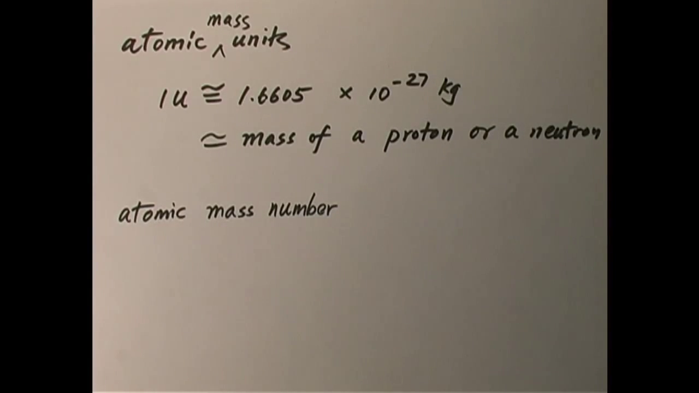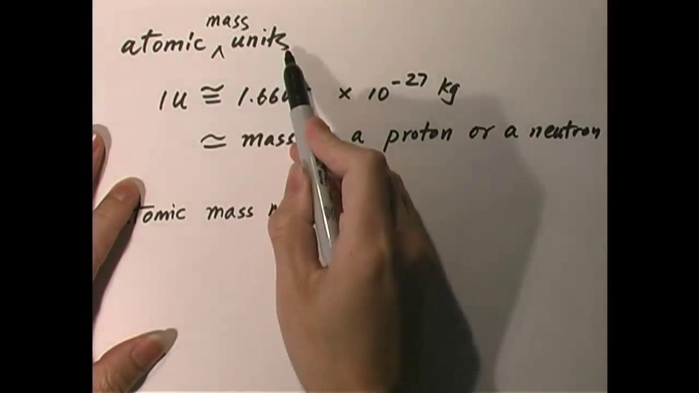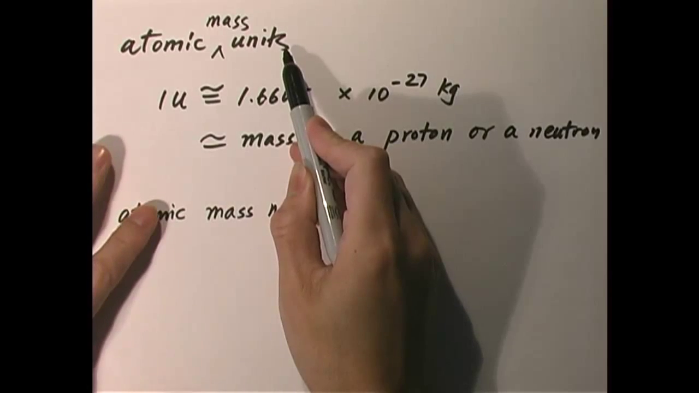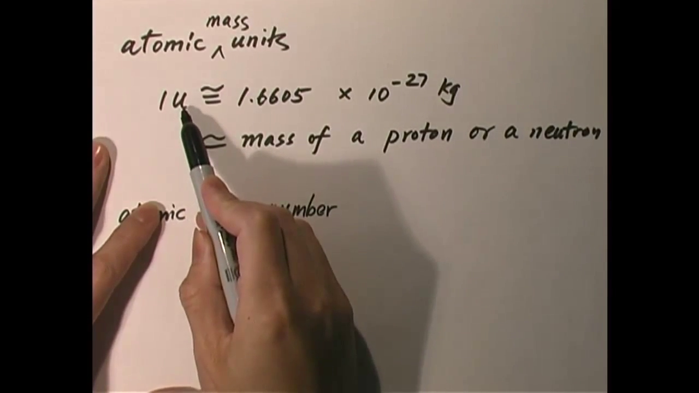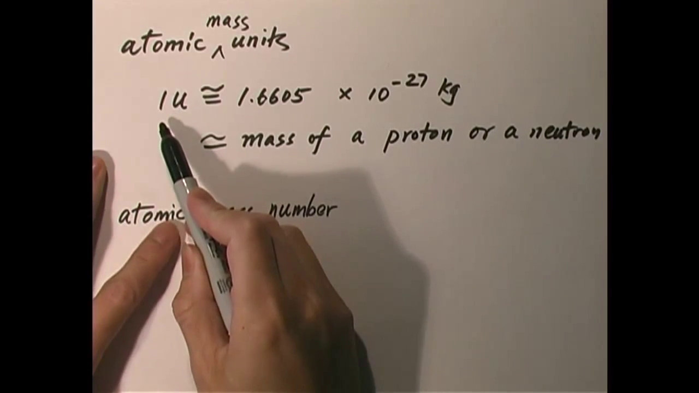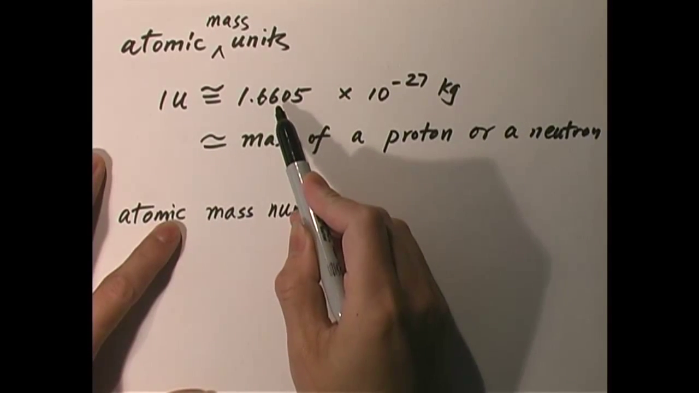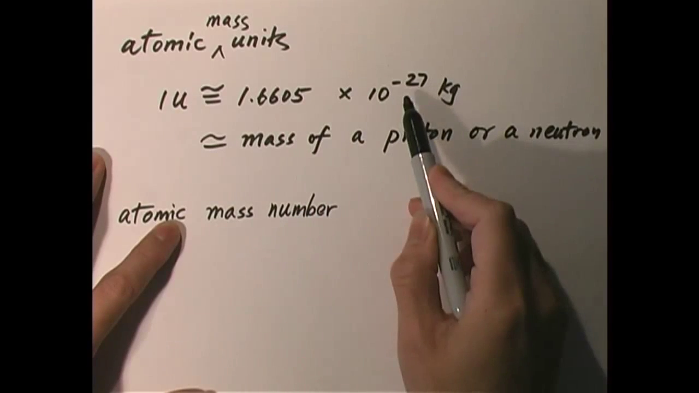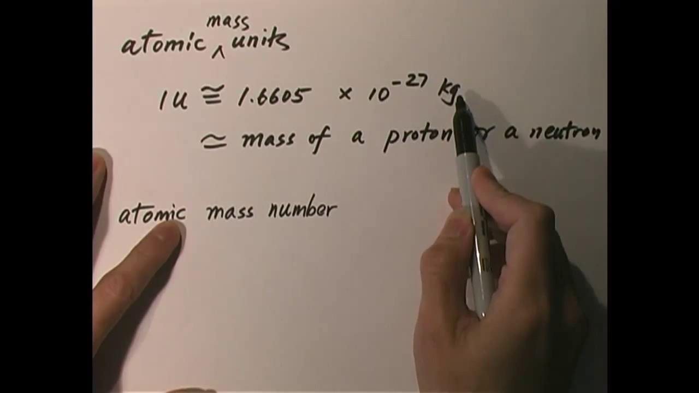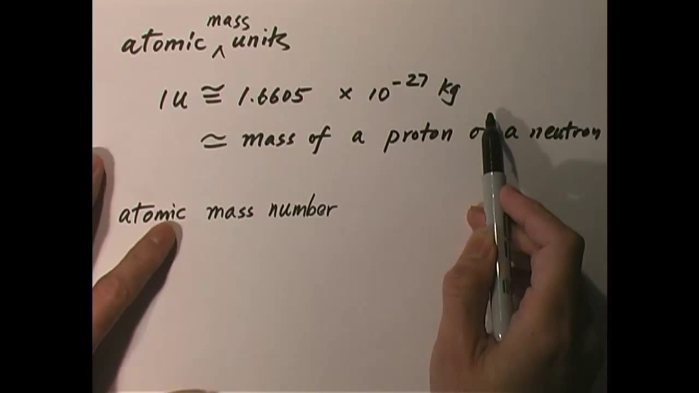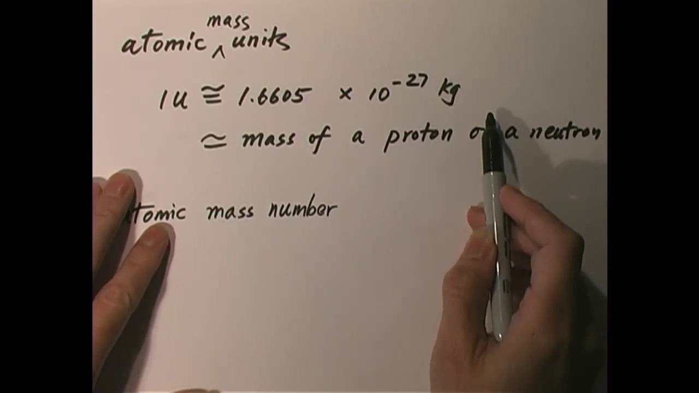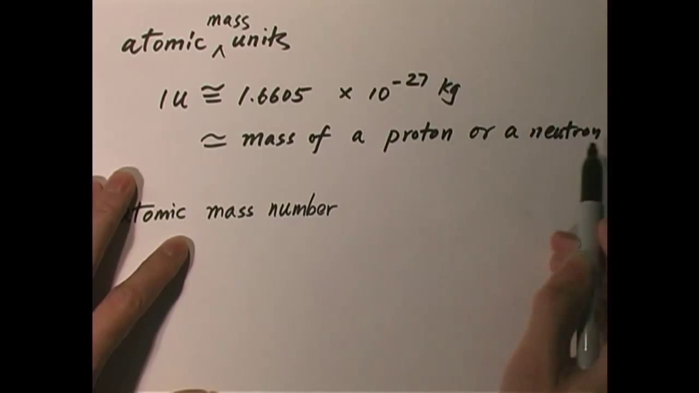Now let us take a look at the so-called atomic mass units. What is the atomic mass unit? Well, it's denoted with the letter U, and 1 U is equivalent to about 1.6605 times 10 to the negative 27 kilograms. Obviously, it's a very, very small mass. Now, why this number? Well, it turns out this number is roughly the mass of a proton or a neutron.